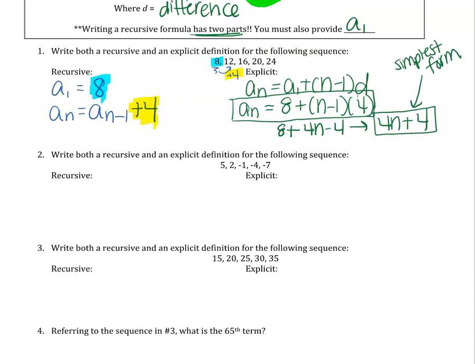All right, back to recursive. A sub 1 equals, a sub n equals a sub n minus 1, and then something happens. All right, my first term is 5. And to get to the next term, it looks like they're subtracting 3. So I'm going to put minus 3. So again, the minus 3, that's the correlation from the common difference. And the 5 is because that's my first term. Okay, let's go to my explicit model.